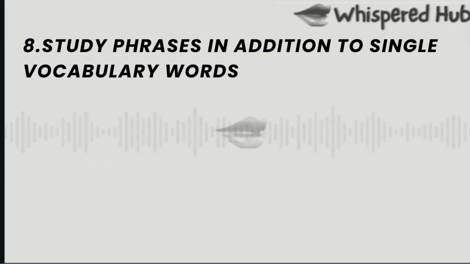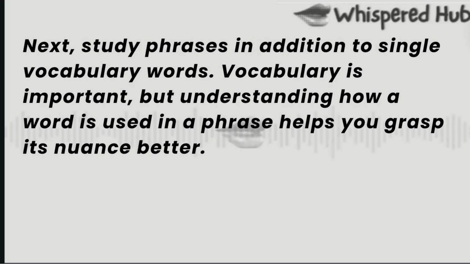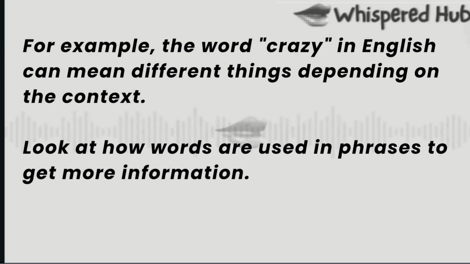Study phrases in addition to single vocabulary words. Next, study phrases in addition to single vocabulary words. Vocabulary is important, but understanding how a word is used in a phrase helps you grasp its nuance better. For example, the word crazy in English can mean different things depending on the context. Look at how words are used in phrases to get more information.